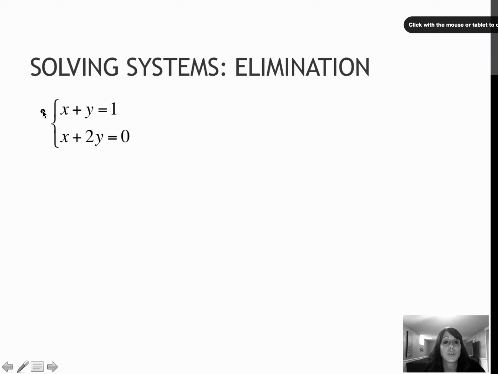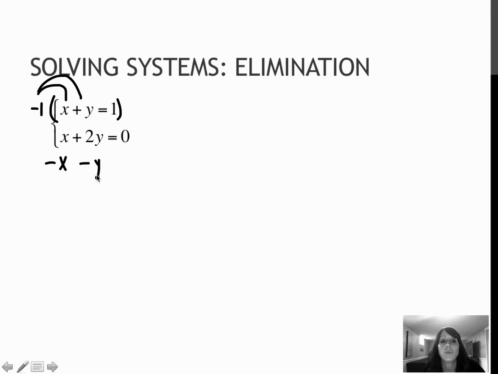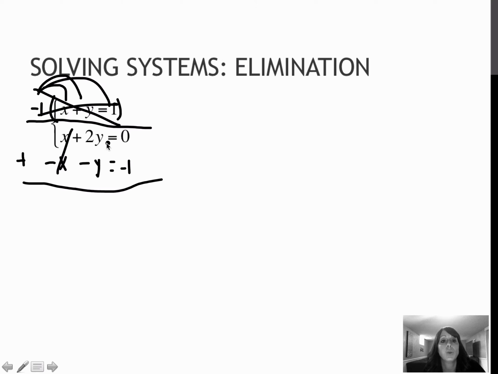I'm going to take my first equation multiplied by negative 1. And if I take everything in my first equation times negative 1, that gives me negative x and negative y and negative 1. And so now I'm going to use these two equations and add them together in a giant addition problem. x plus negative x eliminates. 2y minus 1y is 1y, and 0 plus negative 1 is negative 1, and so I've found one of my two values of my coordinate.